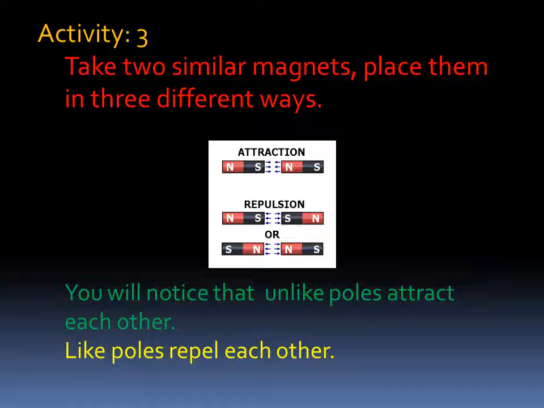In the second picture you see the south and south poles, where they repel each other. And in the last picture you see north and north, that is like poles. Like poles always repel each other. Repulsion is taking place here.